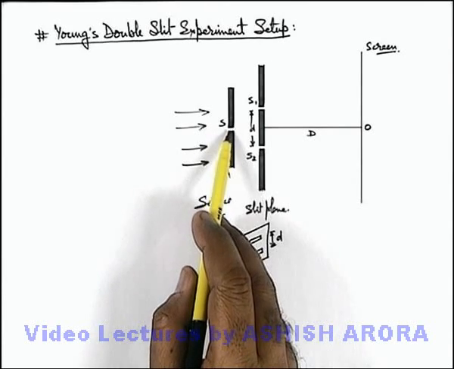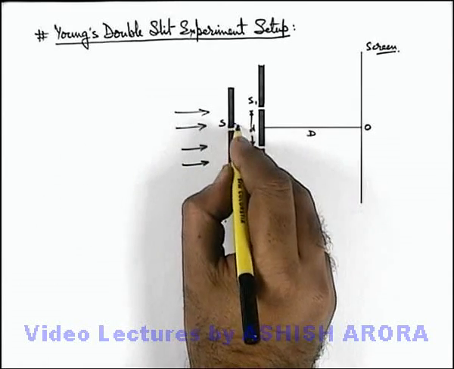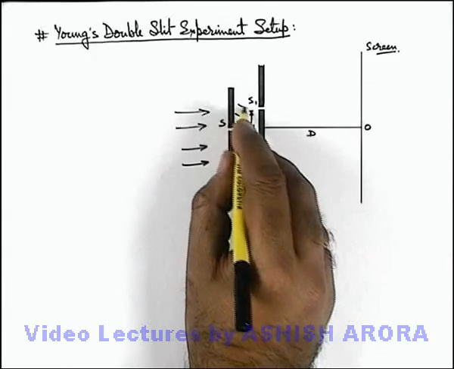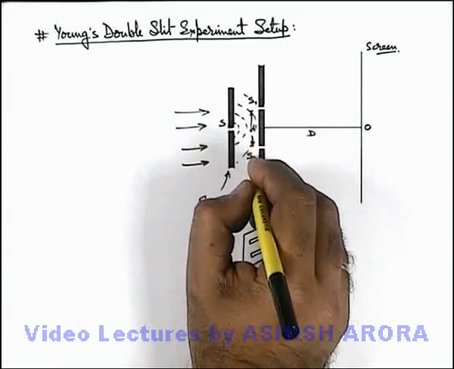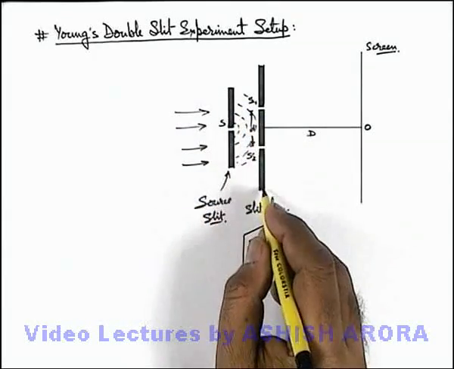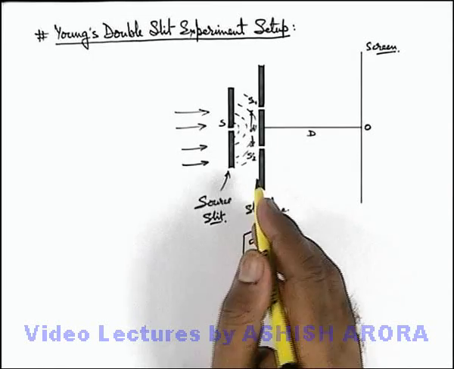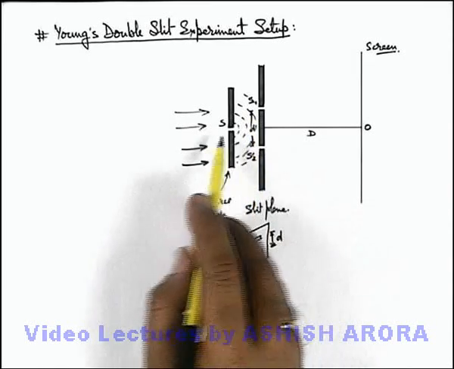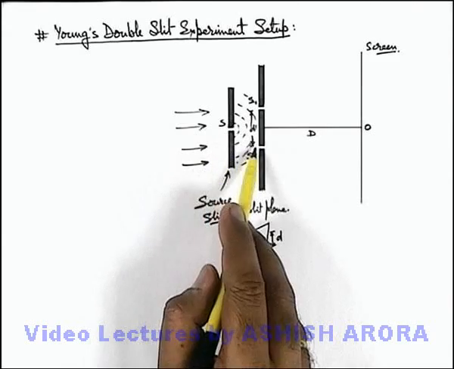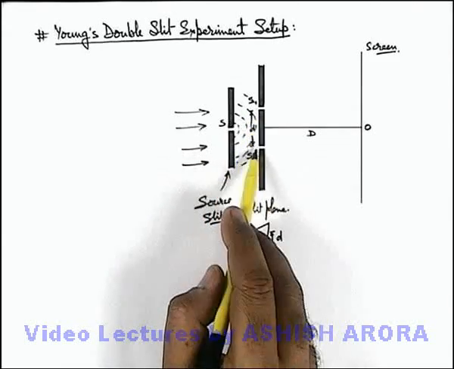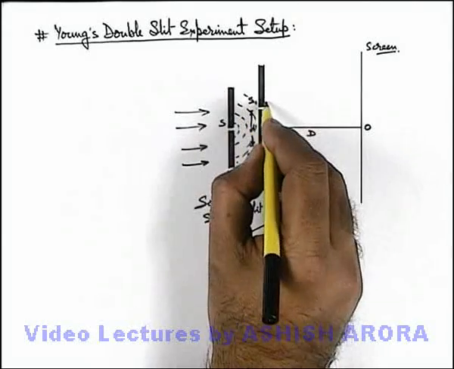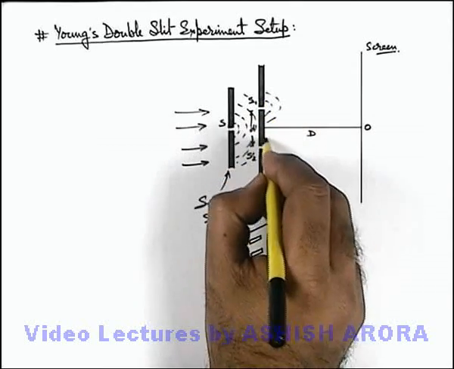On this slit plane, when a light beam is incident, only those points or secondary wavelets which pass through the slit will produce a wavefront after this slit and illuminate the two slits S1 and S2 on the slit plane. And as S1 and S2 are separated by equal distances from the source slit, these two will oscillate in the same phase and will produce their own wavefronts afterwards.